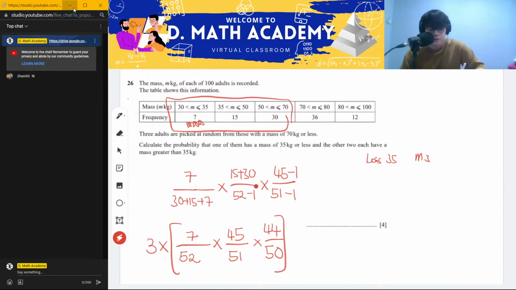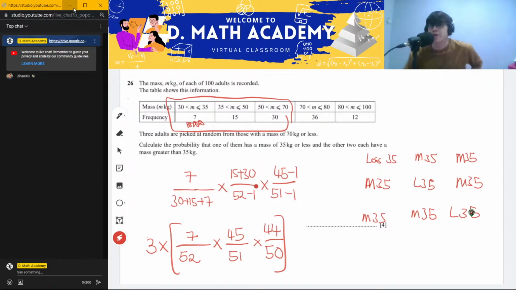So you must create 3 different scenarios: less than 35, then more than 35, then more than 35. Or it goes less than 35, more than 35 first, then less than 35, and then more than 35 again. Or the last one will be more than 35, more than 35, and then less than 35. You're basically listing down all the possible scenarios here. That's why you can multiply it by 3, because the denominator will never change, and for the numerator, you are just putting them in different arrangements. That's why you don't have to purposely write it 3 times. You just put a 3 at the front and that will do. That's how you ended up with your final answer here.